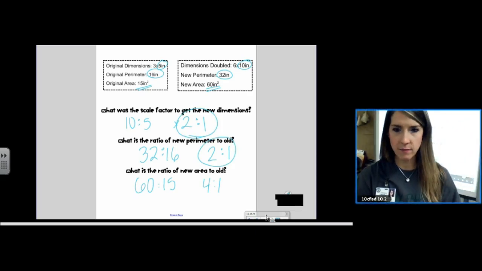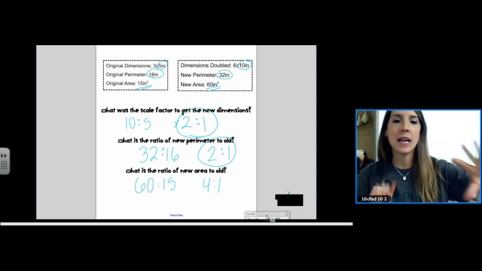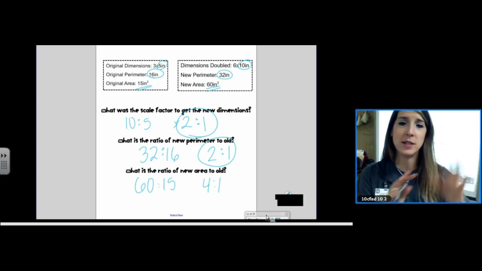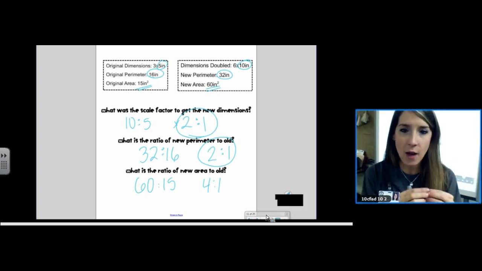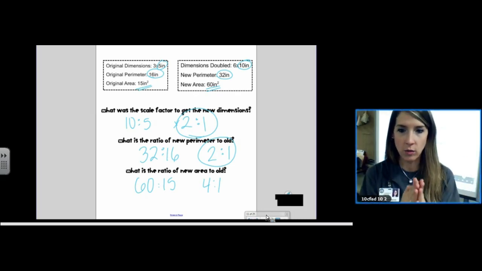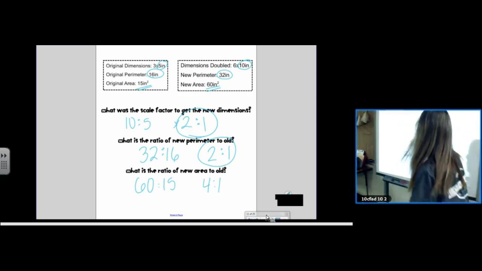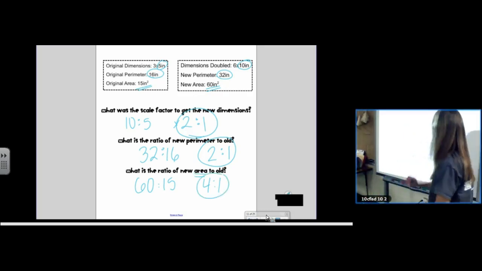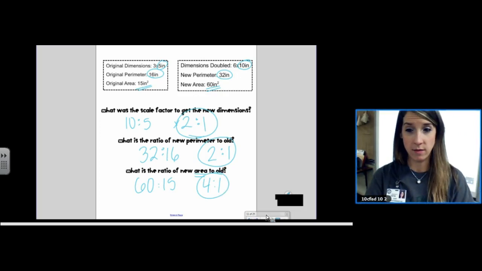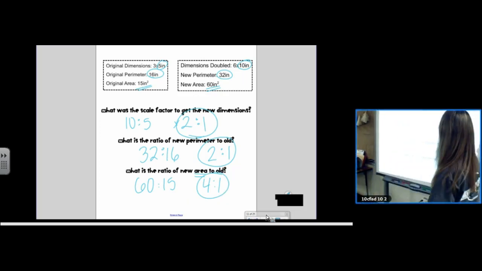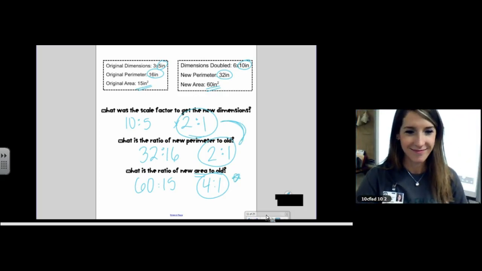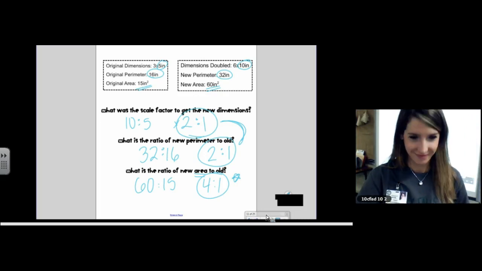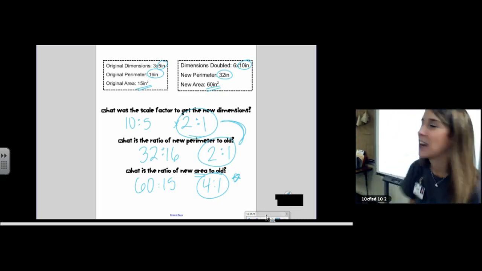Are the sides the same? No. Are the sides the same as the perimeter? No, it's 10 and 5 and 32 and 16. The sides and perimeters are different, but they reduced down to the same thing. 2 to 1, 2 to 1. When it changed is when we went to area. When we went to area, it became 4 to 1. Why is that? Why do these match and this one's different? Because area is weird.